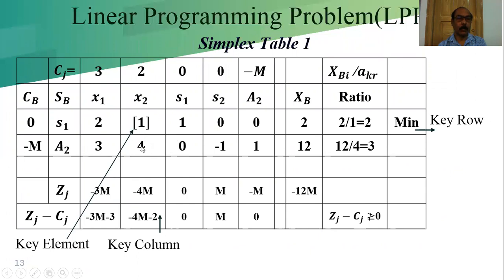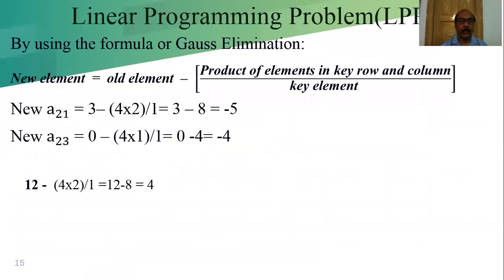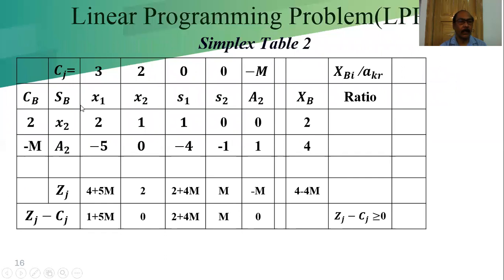What is the element corresponding in the key column? 4. Element in row 4 into 1 and this is 0. 4 into 1 divided by 1 is 4, that means this will be minus 4. See, this is minus 4, and 12 already I explained. 12 minus 4 into 2 divided by 1 is equal to 12 minus 8 is equal to 4. So we prepared the next table for our iteration, with x2 here, the coefficient of 2 here and the A2 coefficient there. Now this is the new table.